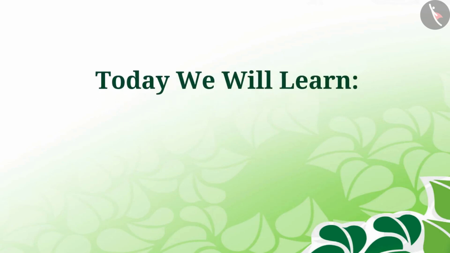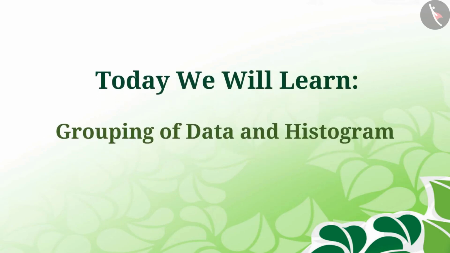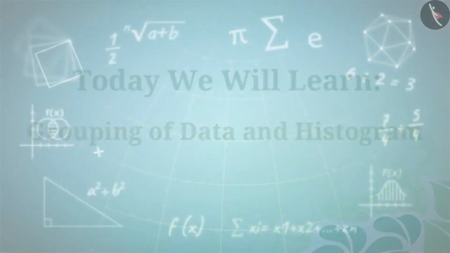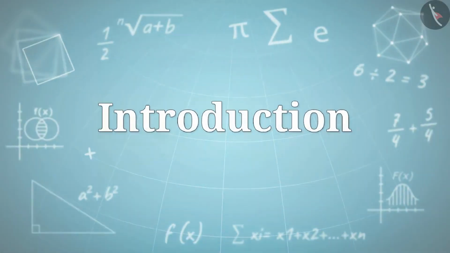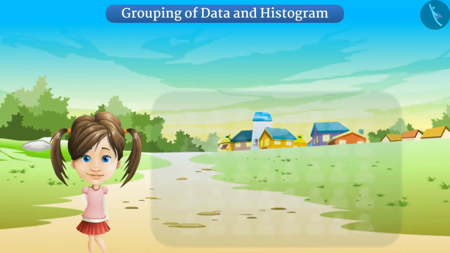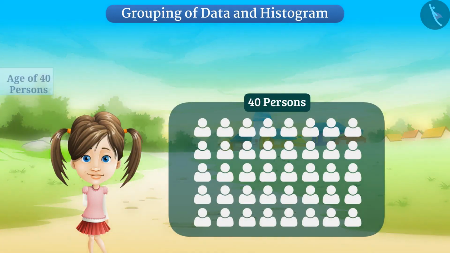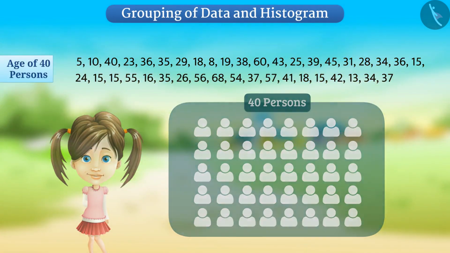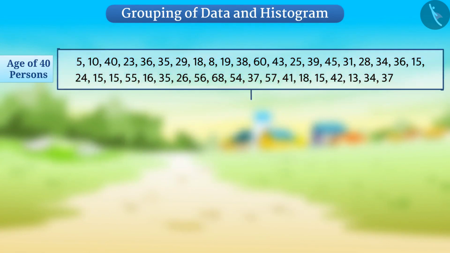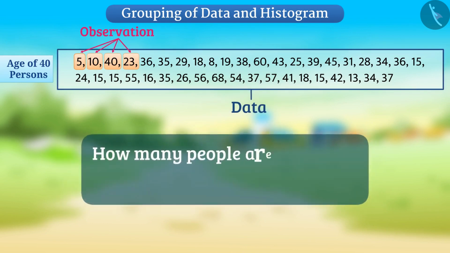Today we will learn grouping of data and histogram. Disha found the age of 40 persons living in her colony, from which she got the following numbers. Such a collection of numbers collected to get desired information is called data. Here, each number is an observation. Information from these figures, such as how many people are above 25, is not easy to find.